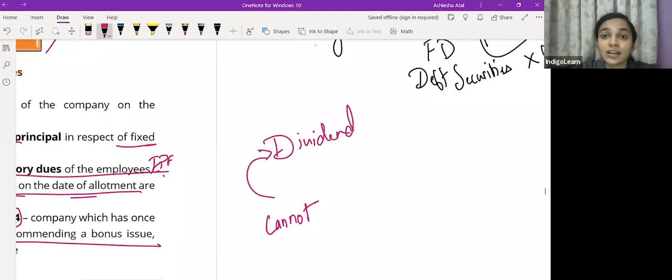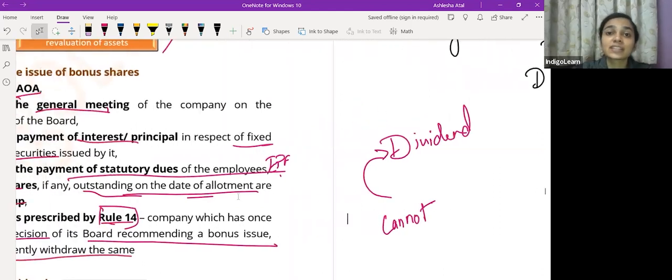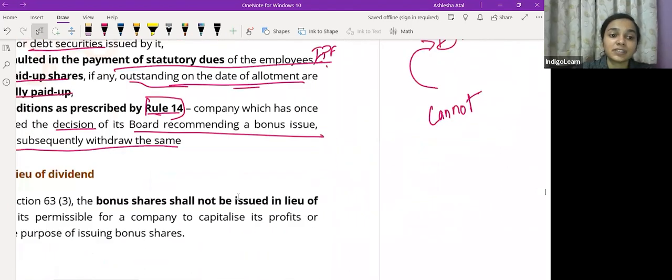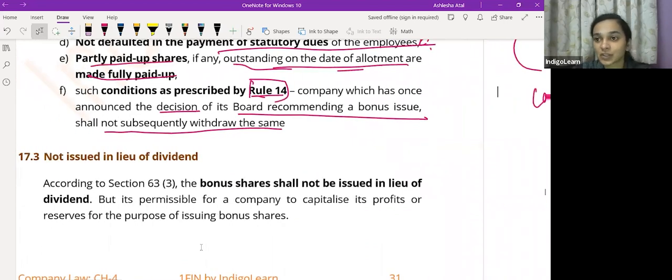If you have declared dividend, you have to pay dividend. You are liable to pay dividend. You cannot issue bonus shares and say कि dividend का payment हो गया. So bonus shares cannot be issued in lieu of dividend, and that is what section 63 subsection 3 talks of.